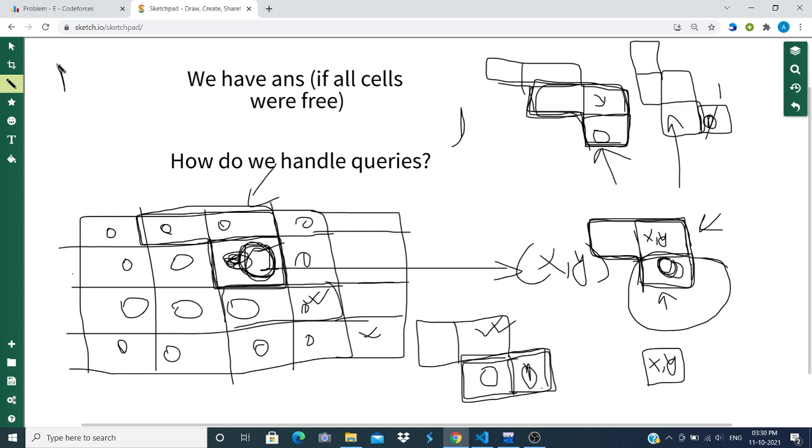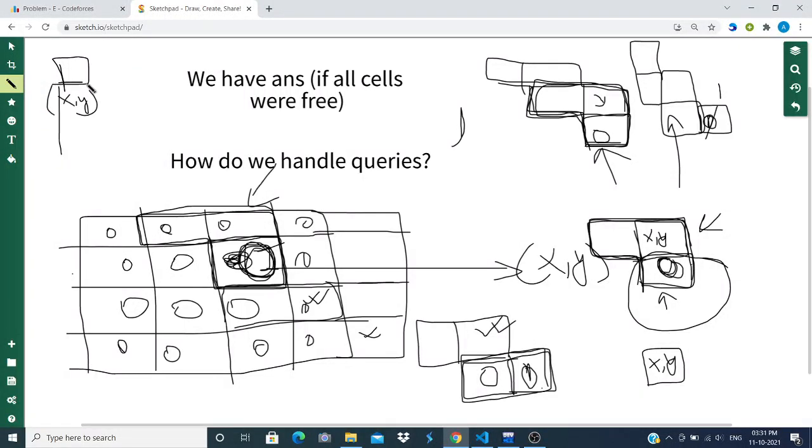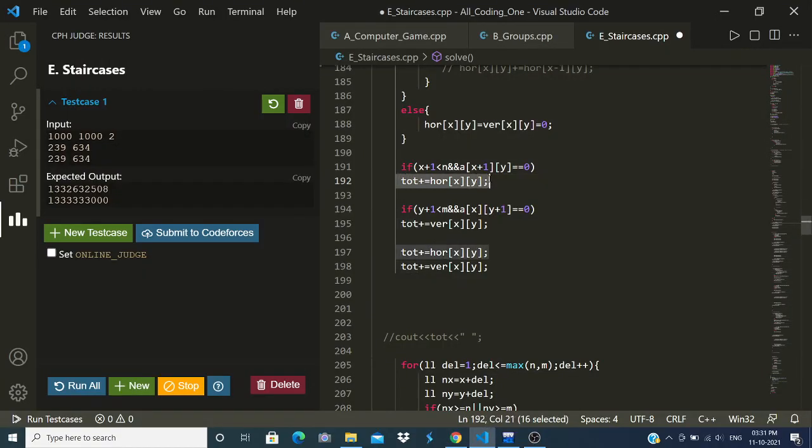Let's say x comma y is this cell, and if a of x plus 1 comma y is equal to 0, if the cell which is just below it is 0, then we are adding the horizontal value of this. Now the reason is, if this value is 0, then we can have horizontal staircases like this. So we have updated the value of this, so we are just adding the horizontal of this cell to our answer. So that's why we have just updated this total.